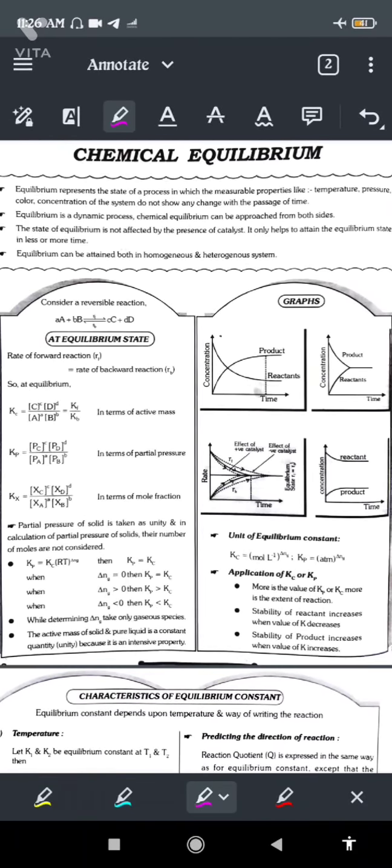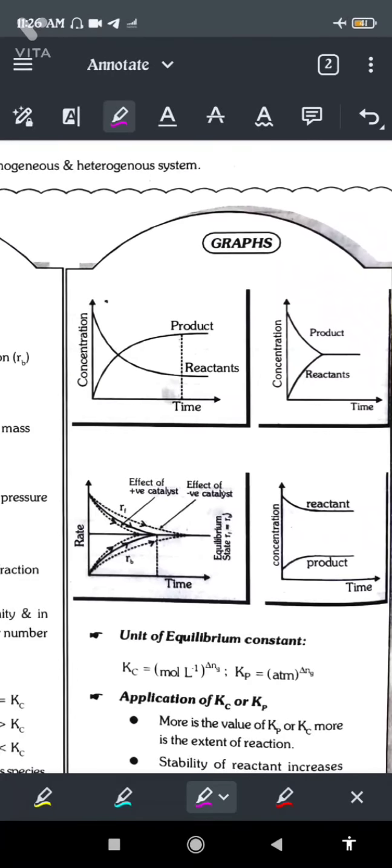Then please look at these graphs. These are some important graphs related to equilibrium. Please note down these graphs.